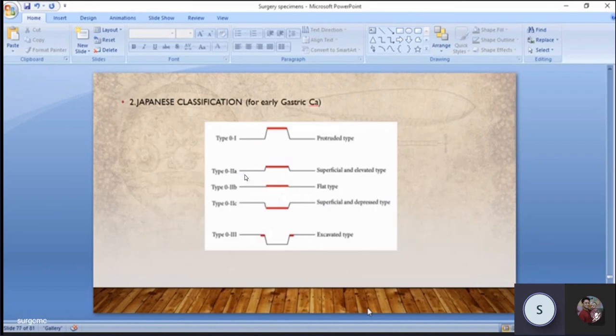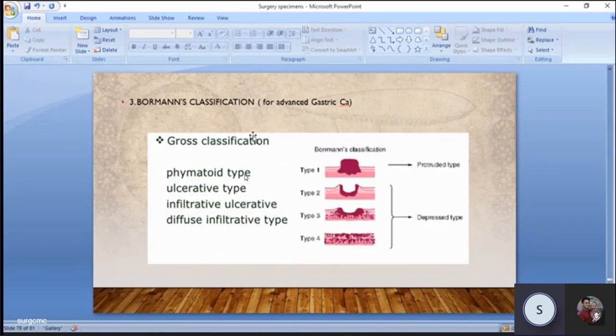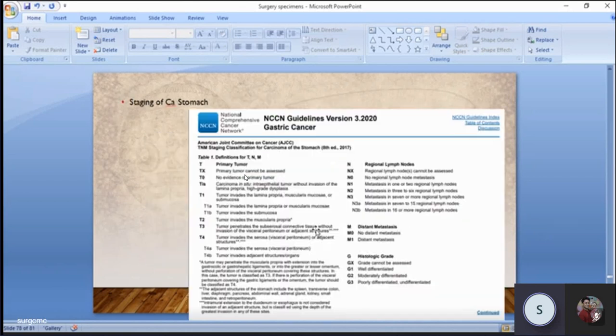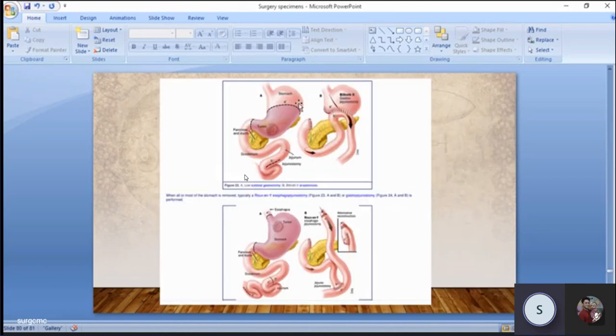For early gastric cancer, there is a Japanese classification, usually given as a short note. Type 1 is protruded, type 2 is elevated, flat or superficial, or depressed, and type 3 is excavated. For advanced gastric cancer, there is Borrmann's classification. Type 1 is polypoid, meaning protruded type. Type 2 is ulcerative type. Type 3 is infiltrative type, and type 4 is diffuse infiltrative type, linitis plastica.